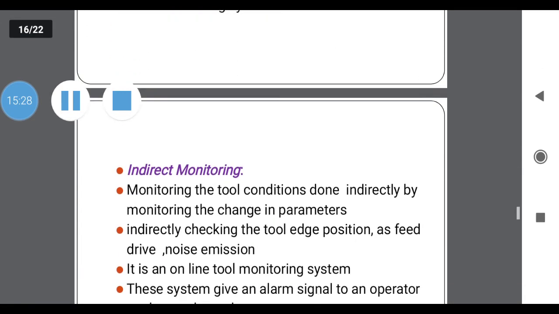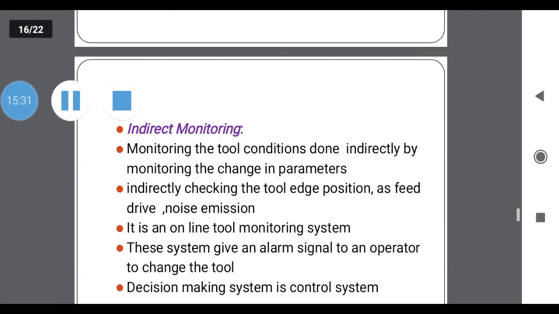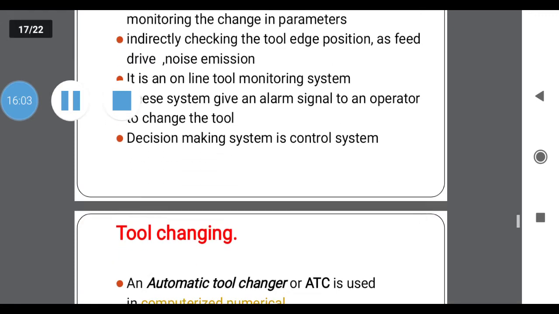Second one is the indirect measuring. This one is done indirectly by monitoring the change in parameters, same as indirect measuring. Indirectly checking the tool head's position, speed, drives, noise emission, or in some cases you may have heard, by observing the sound we can analyze the condition of your tool. That type of monitoring is the indirect. It is an online tool monitoring system. This gives alarm signals to an operator to change the tool. Means indirectly they give some information to take the decision in a control system.